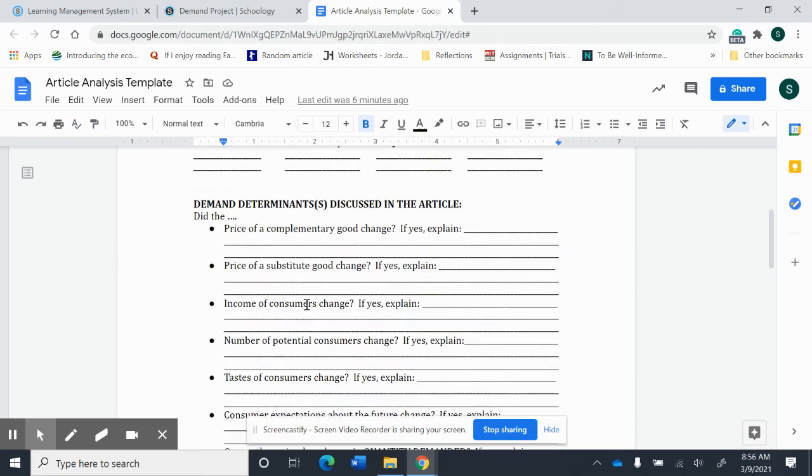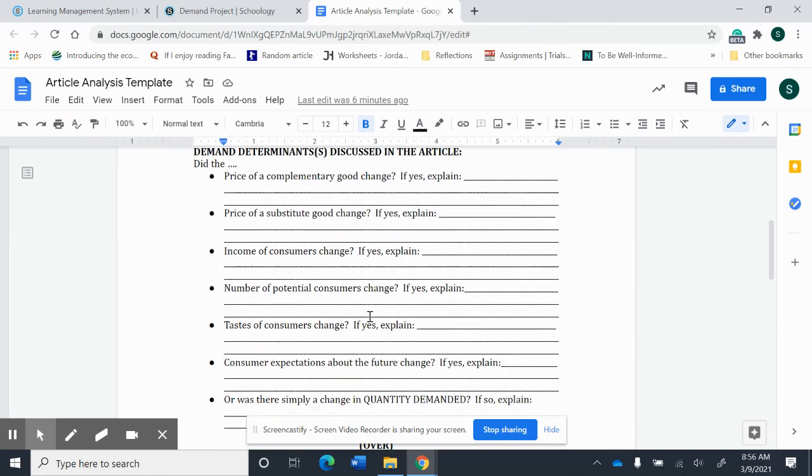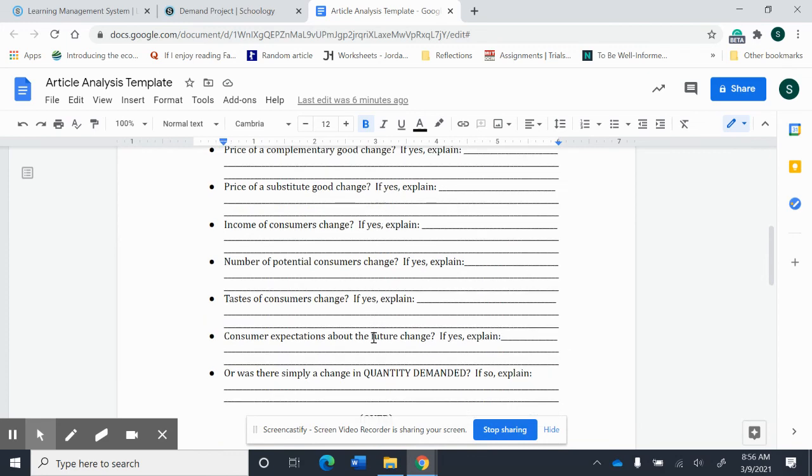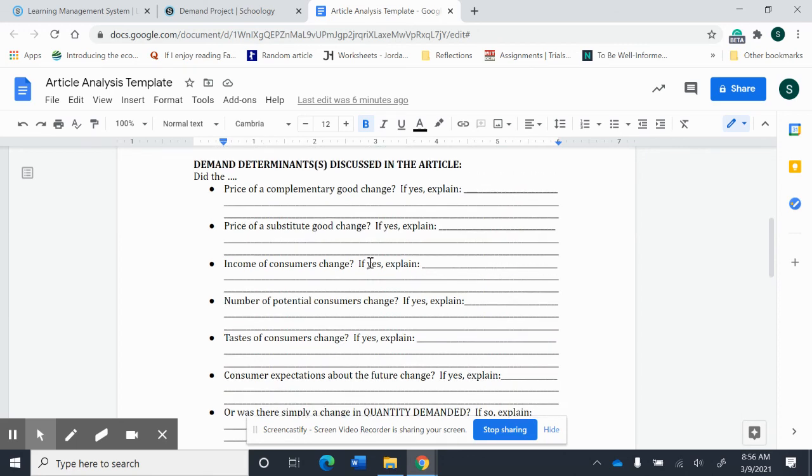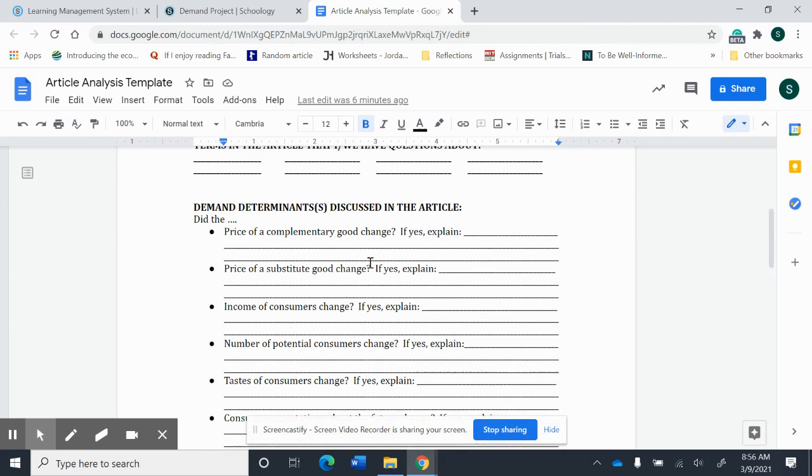These are all the determinants of demand. If they don't mention them in the article, if you have no's for all of them, pick a different article. Okay, you should have at least like 2 determinants of demand for these products. That means you picked a good article, all right, to learn about your product. Okay.